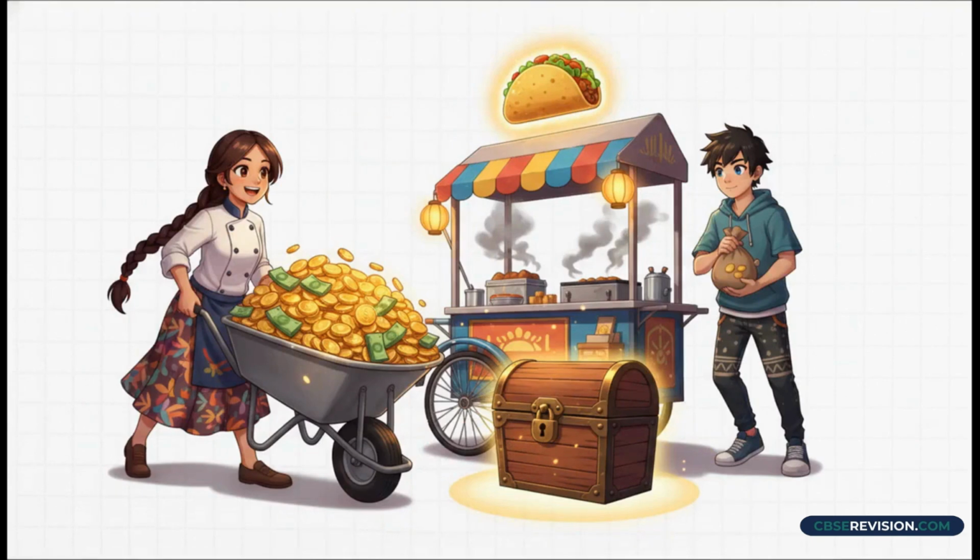Let's apply this to a real-world business problem. Imagine 2 students, Prashanti and Bhuvan. They started a little food cart near their school, but they invested very different amounts of money to get it going. Prashanti put in a very large amount, 75,000 rupees. Bhuvan put in a smaller amount, 25,000 rupees. Now, at the end of the month, they earned a total profit of 4,000 rupees.